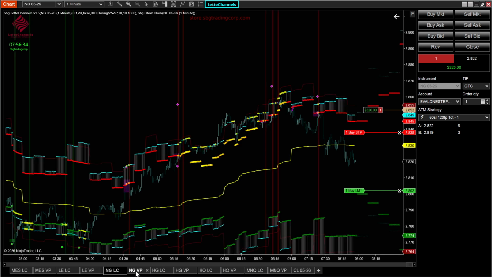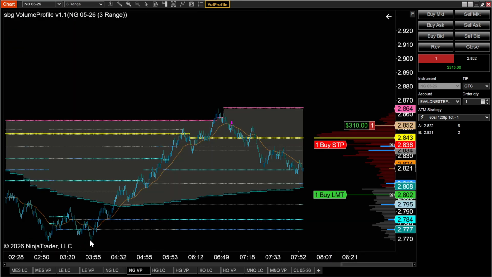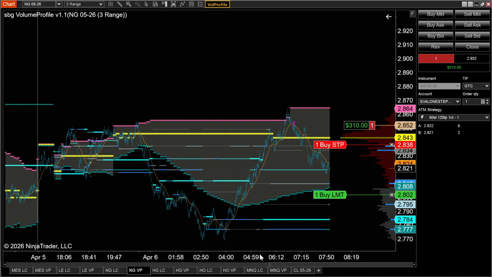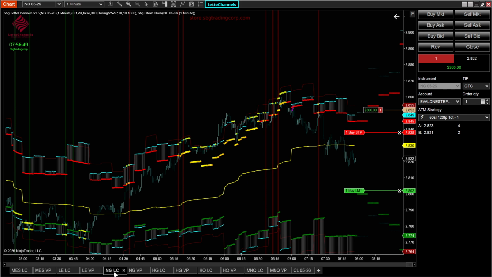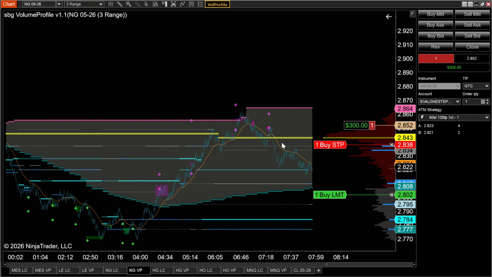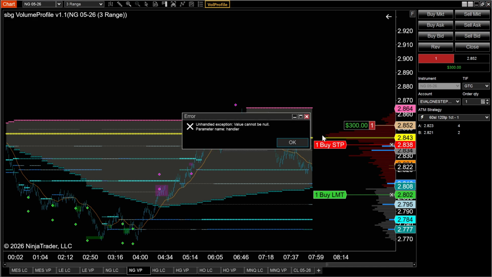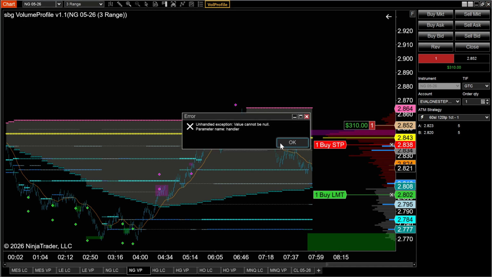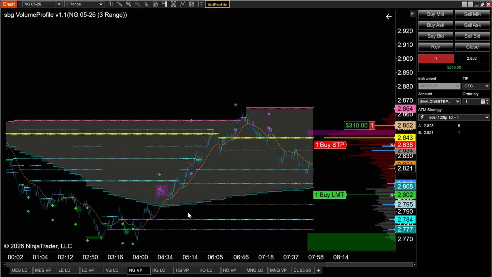Let's recalculate this. I'm going to recalculate this. See what that's about. There we go. It's a little better. What I wanted to get was my oversold dots. These diamonds are from LettoChannels. Oh, interesting. Not sure why I'm getting that. I'll have to check into the code.